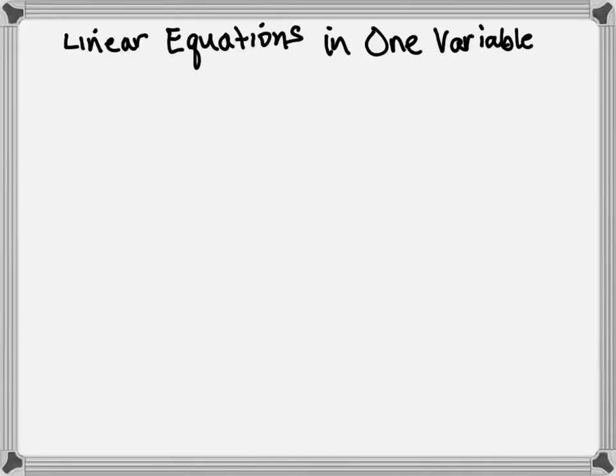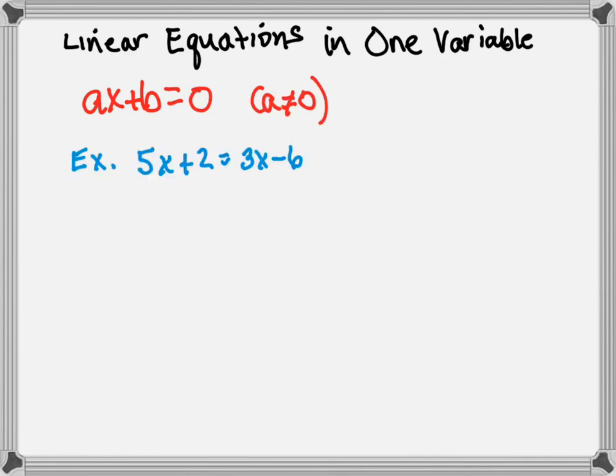Linear equations in one variable. Linear equations have the form ax plus b equals 0, where a does not equal 0. For example, 5x plus 2 equals 3x minus 6. If we start combining like terms and bringing terms together, subtract 3x from both sides, we have 2x plus 2 equals negative 6. Now I could add 6 to both sides and end up with an equation that is in the form that we saw above, ax plus b equals 0.